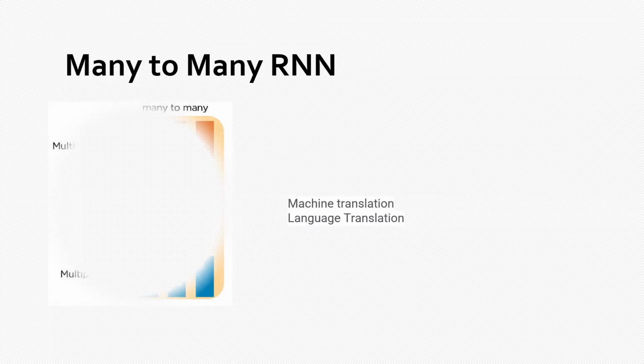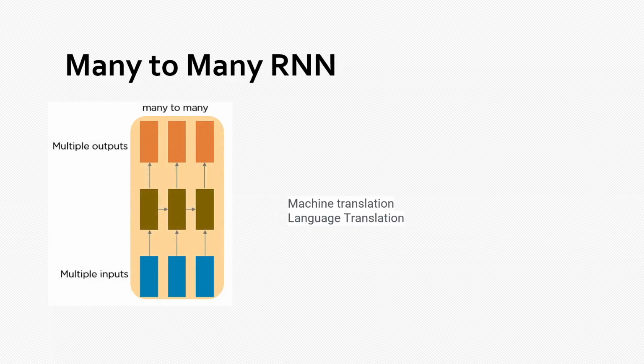And the final one, many to many RNN. Each input has an output. Basically we can see this in language translation. For example, if I want to convert one language to another language, the output can change at each time stamp.